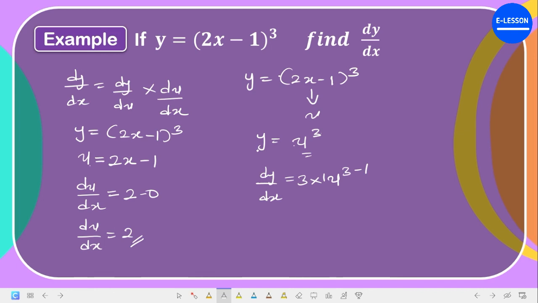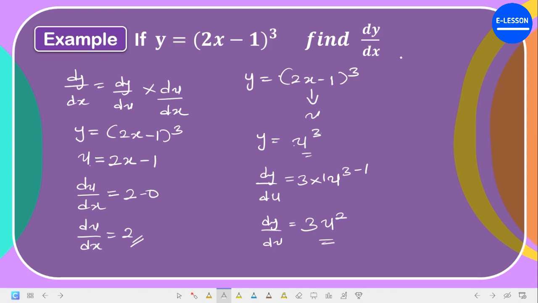Now you don't write this as dy/dx, you write this as dy/du, because you are differentiating y with respect to u. That's the meaning of what you are doing. So your dy/du is equal to 3 times 1 is 3, then u, 3 minus 1 is 2.